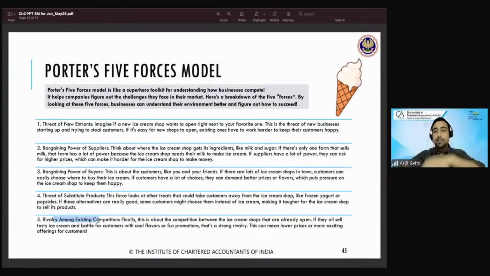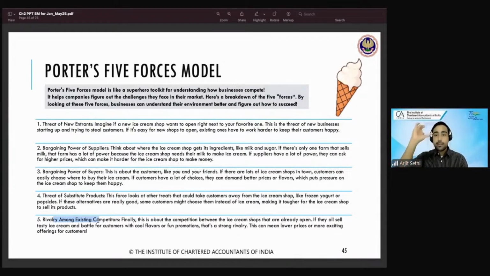I will sell more. People are already selling snacks there, but this person comes and does that because they are different. Now, rivalry among existing competitors exists when you're doing exactly the same thing. The moment you create a different product, that rivalry vanishes and you start selling your product.